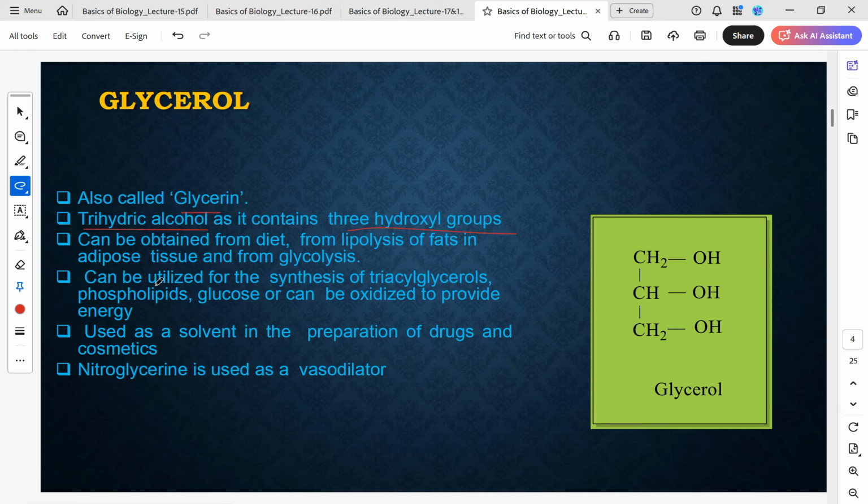This glycerol can be utilized for synthesis of triacylglycerols, phospholipids, glucose, or can be oxidized to provide energy. Glycerol is also used as a solvent in preparation of drugs and cosmetics. Nitroglycerin, a modified form of glycerol, is used as a vasodilator.